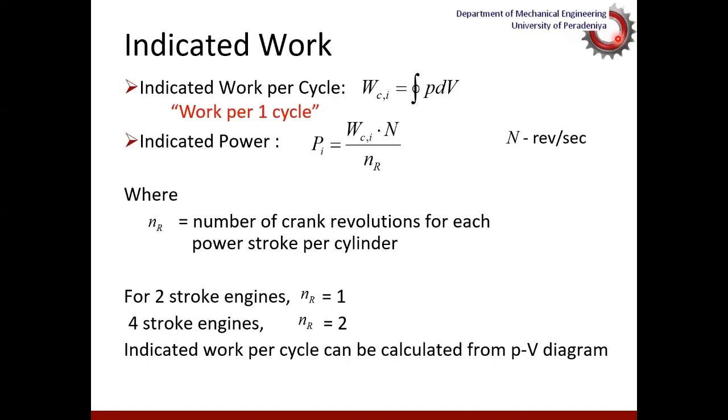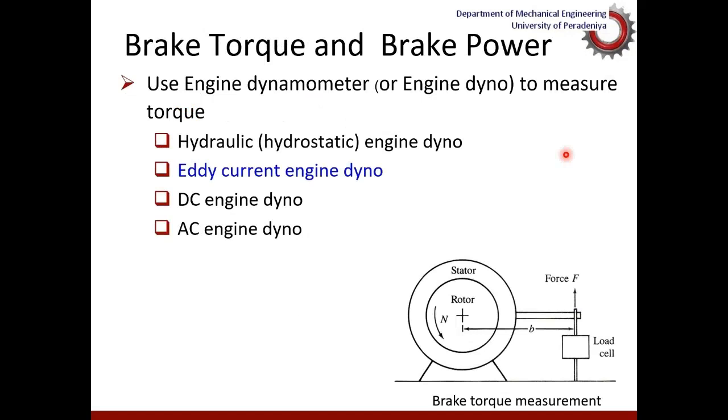That is practically not possible in practical engines. Only that can be done in test engines in laboratories. Therefore, the indicated power or indicated work per cycle is something that we can't calculate or measure in most real engines. Accordingly, what we measure from real engines is the brake torque or the brake power. So usually we measure the brake torque and then we can calculate brake power.